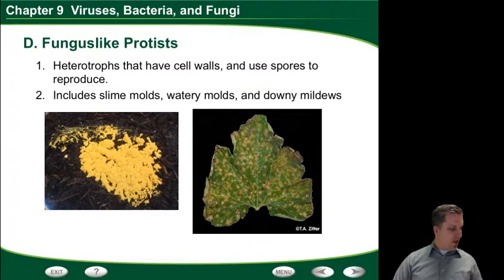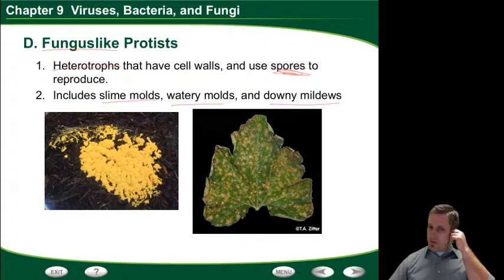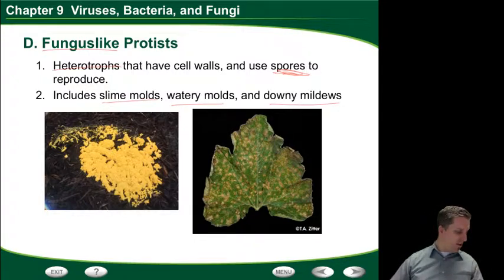The last group we're going to talk about quickly is the fungus-like protists. These are heterotrophs that have cell walls, and they use spores to reproduce. That's interesting because we have to remember these are fungus-like, and these are some words we're going to see in fungus. Spores is one of them. Fungi are also heterotrophs. This includes slime molds, water molds, and downy mildews. This is a slime mold right here.